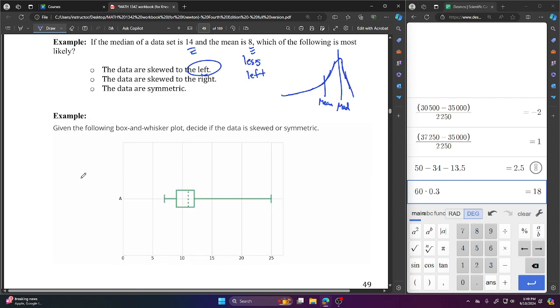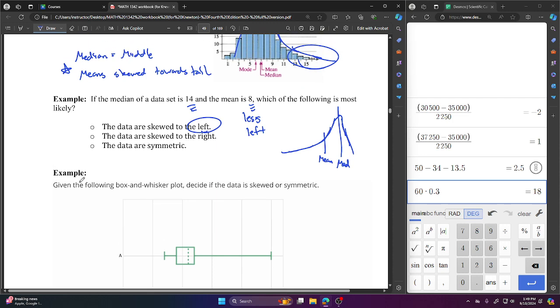Is this the last question? Okay, cool. So it says, given the following box and whiskers, decide if it's skewed or not. Okay, here, let me draw a little bell curve thing for you. Skewed what? Skewed right. Yep, skewed right. You got it. Wow. Yay, we did it. All right.